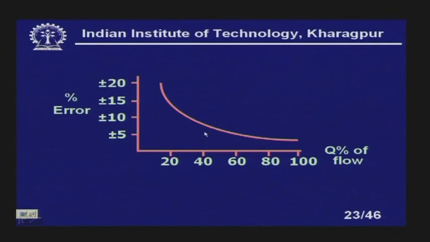This error you can see here. The error here is quite low at high flow velocity, and is very high when the flow velocity, or volumetric flow rate, is low.